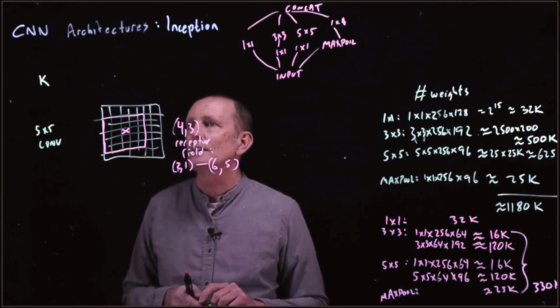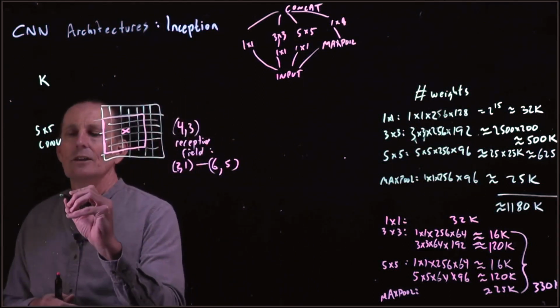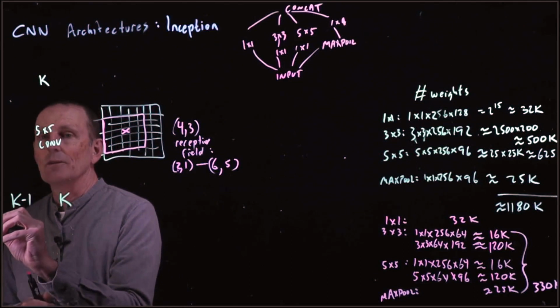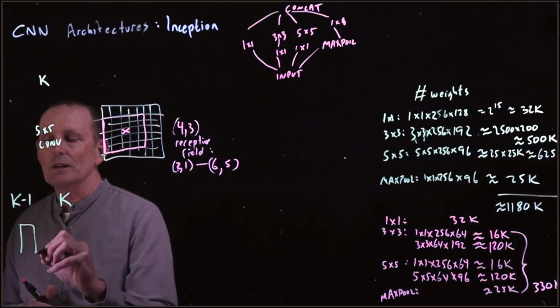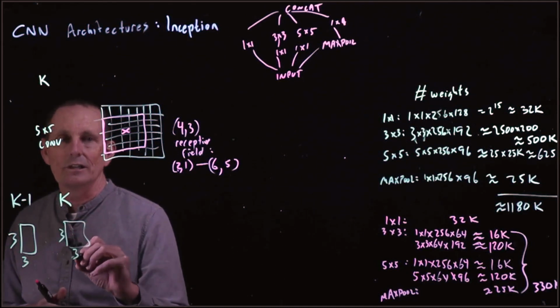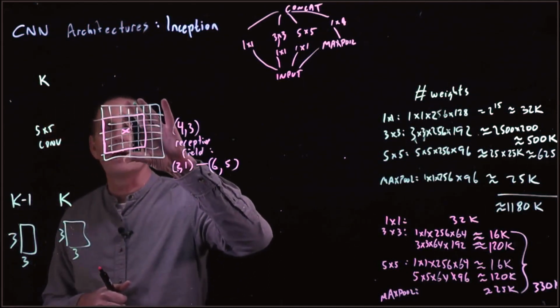If, on the other hand, we go ahead and say we've got layer K and K minus 1, and then we have a 3 by 3 and a 3 by 3 convolution here, and we come up with the same output.